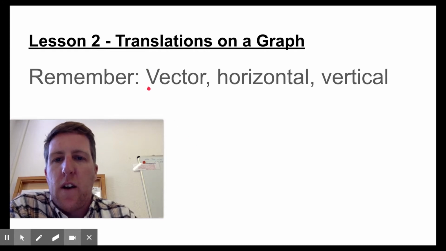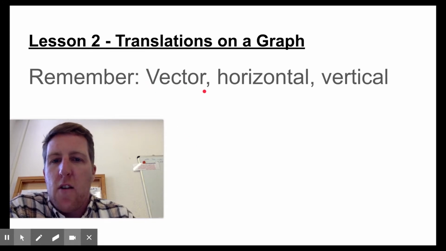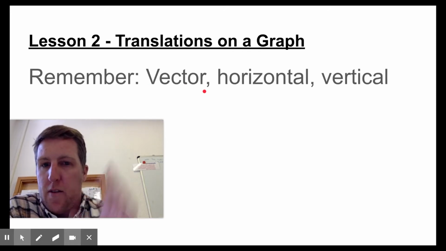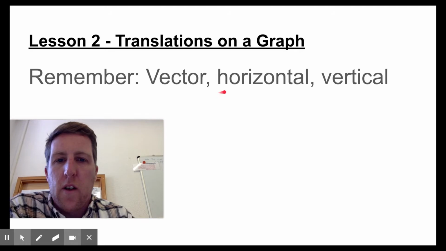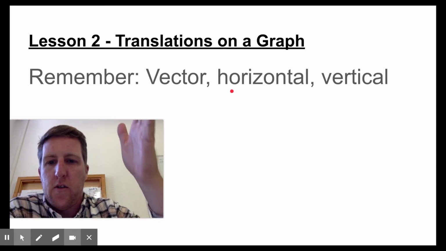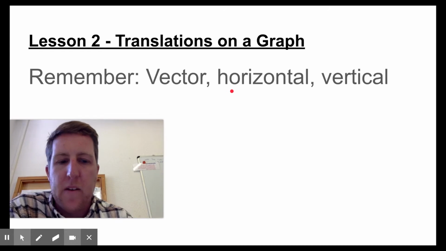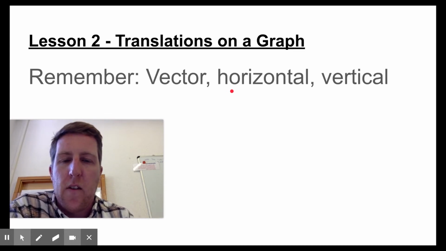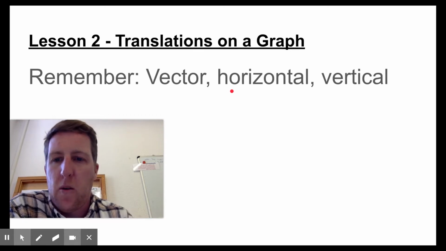This word vector. Remember, it's just an arrow that shows us the direction that we need to move the shape on a graph. Okay. Horizontal is flat, and vertical is straight up and down. Okay, so you need to know those words. They come up often in the BuzzMath questions that you're going to see.